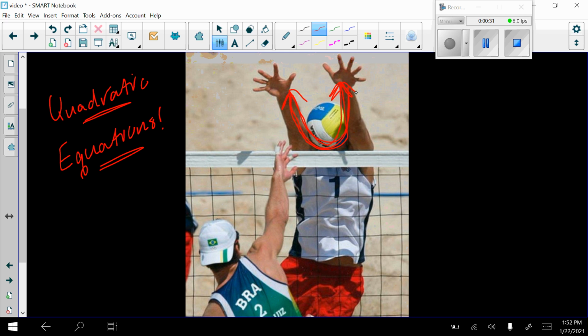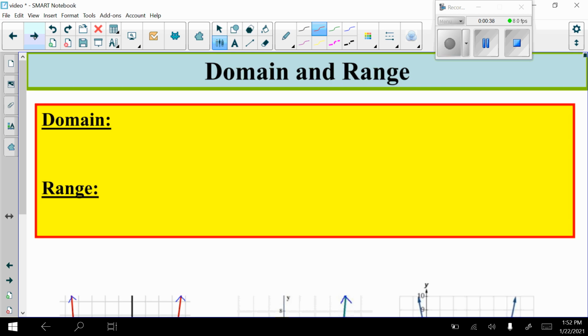So this is a new unit that we're starting today all about quadratics, specifically how we write them using different forms of the quadratic equation. Before we get into actually writing quadratics, we've got to talk about domain and range. We referenced this a little bit already. So a little bit of review.